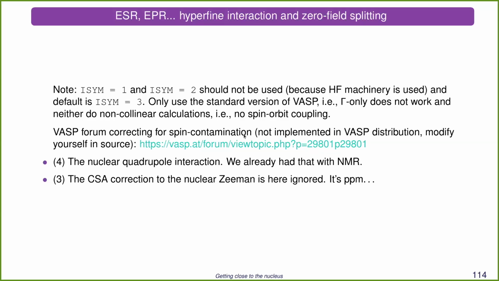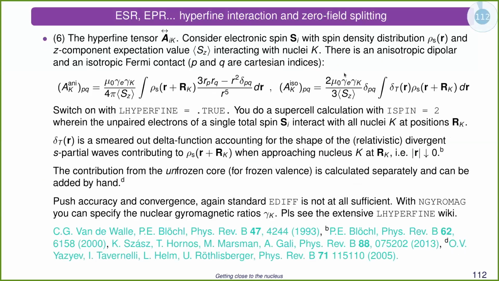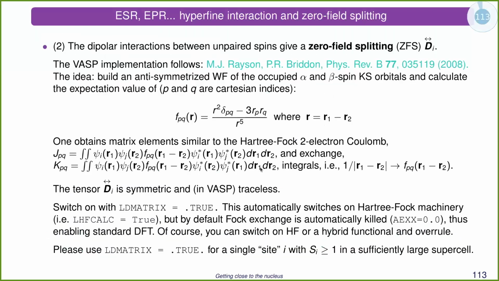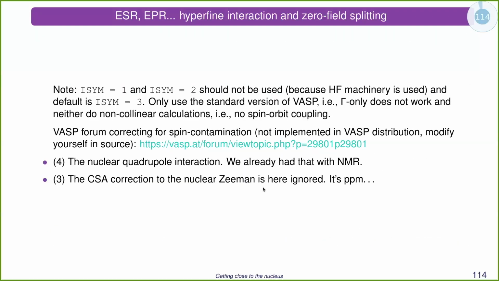You can have spin contamination here. And in the wiki, you see a way to suppress this, to work around this. You have to modify the code actually to do this, but it is a very simple modification. And that is the hyperfine story. Nuclear quadrupole interaction. That is this one. We already had it. This is just the field gradient story. And the CSA is ignored, of course.